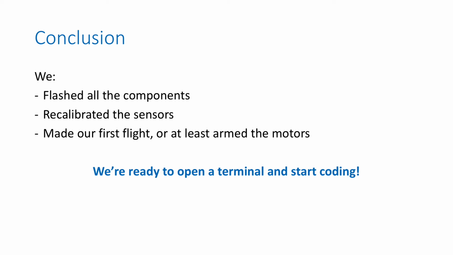So at the end of this tutorial, we saw that we have a working lab setup with all the cables connected. We flashed all the components. Everything is upgraded. We recalibrated the flight controller and sensors. We made our first flight, or at least we had the motors spin for the first time to check that everything works from end to end. We are now ready to open a terminal and start coding.